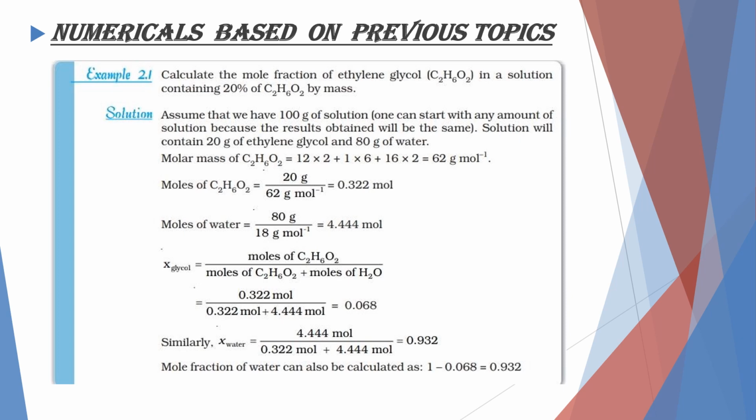And as we have already done, we all know that the sum total of the mole fractions is always equal to 1, right? So the mole fraction of water can also be calculated as 1 minus 0.068, that is equal to 0.932, right?